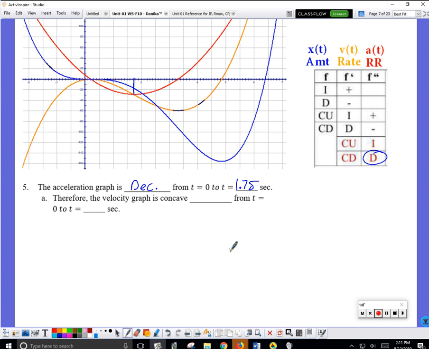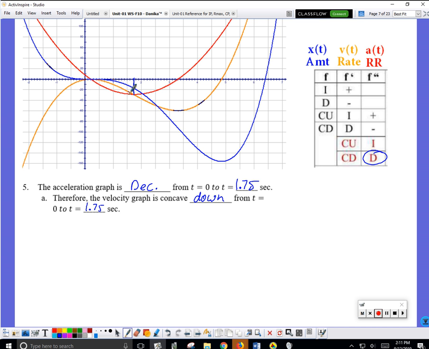Therefore, the velocity graph is concave down on that interval, 1.75 here. And you can see it. Here the velocity is concave down. The exact moment when the acceleration switches from decreasing to increasing, that's when the velocity switches from concave down to concave up.